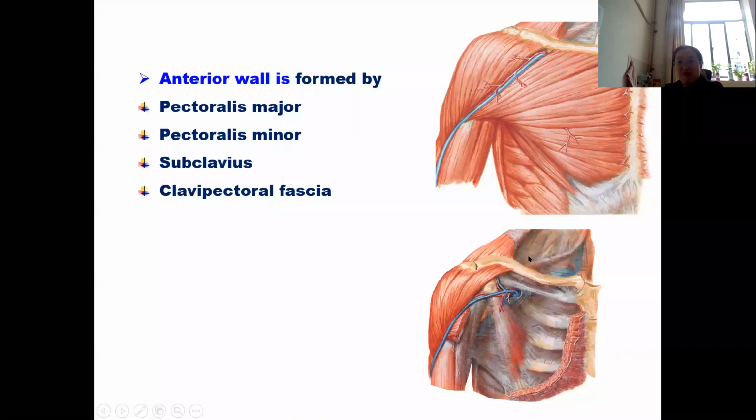The anterior wall, again, is pectoralis major, pectoralis minor, and also the clavicle pectoral fascia, and here the subclavius muscle. This small muscle also contributes to this fossa.